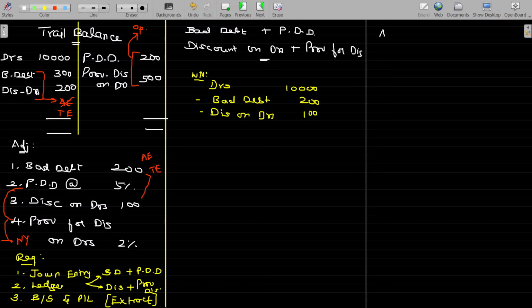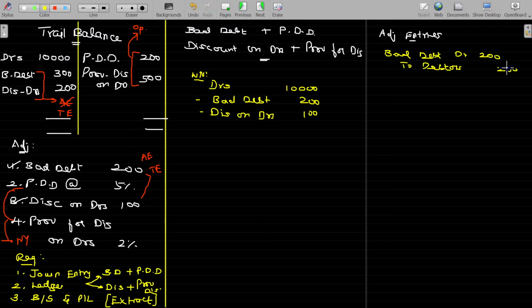Adjustment entries. So what do I have to pass the adjustment entries for? Bad debt and discount on debtors, right? What is the journal entry for that? Bad debt account debit, to debtors account, the value being 200.